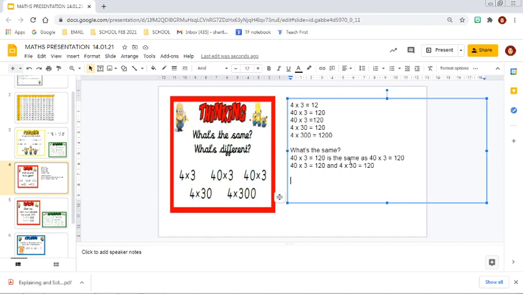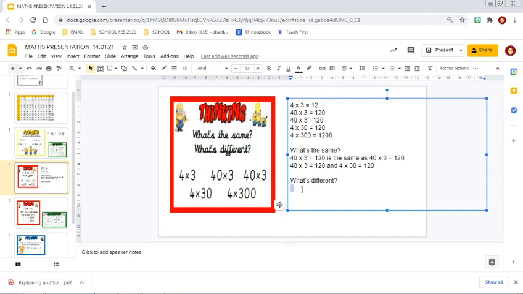Now we're going to have a look at the second part of this thinking challenge, which is what's different. Again, I'm going to show you a few working examples to support your learning with this.